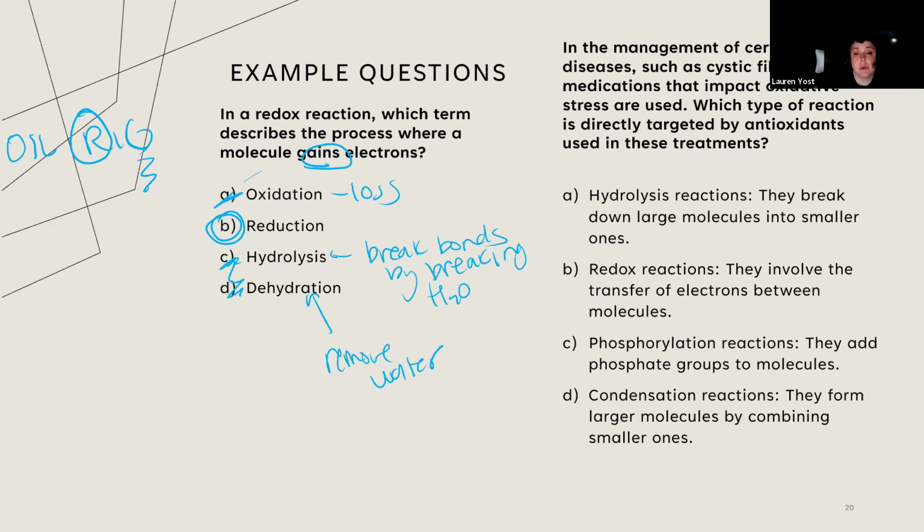So our next question, in the management of certain diseases, such as cystic fibrosis, medications that impact oxidative stress are used. So oxidative, that's the O, right? What type of reaction is directly targeted by antioxidants used in these treatments? Are we targeting hydrolysis? That was this situation over here. That shouldn't be it. Are we targeting redox reactions? Here we are talking about oxidation and reduction. Obviously, we're leading with antioxidants. We're trying to prevent oxidation. So this is dealing with our redox reactions.